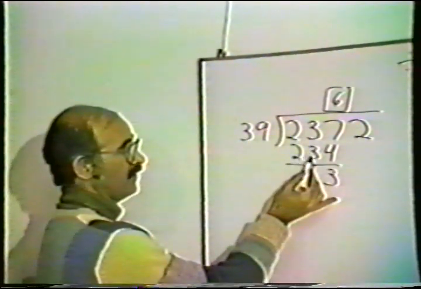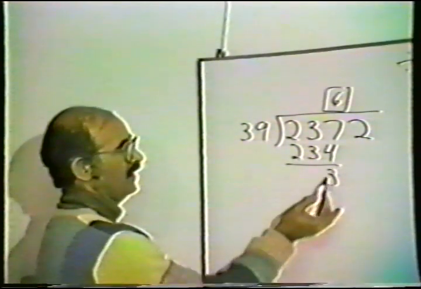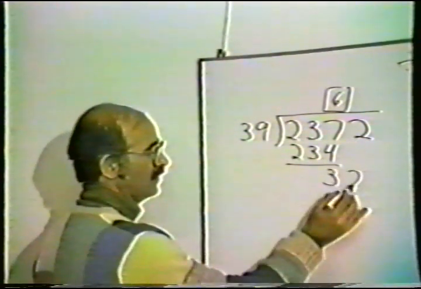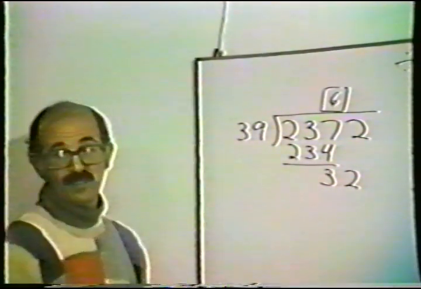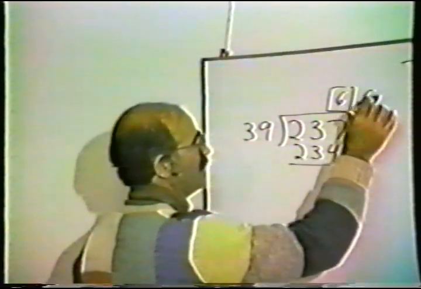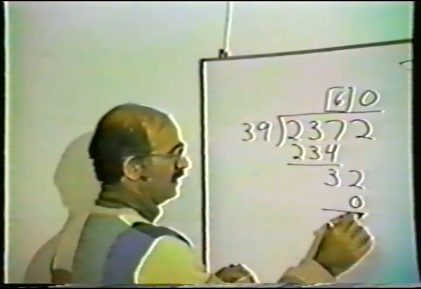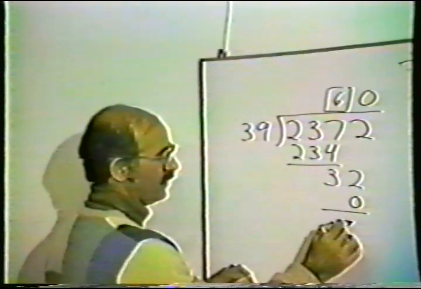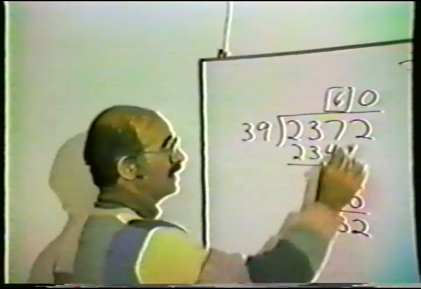3 take away 3 is? 0. And 2 take away 2 is? 0. Bring down the 2. How many 39s can you fit in a 32? None. 0 times 39 is 0. Subtract. 2 take away 0 is 2. 3 take away 0 is 3.